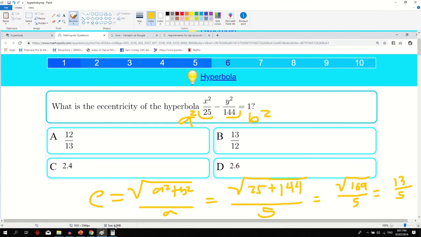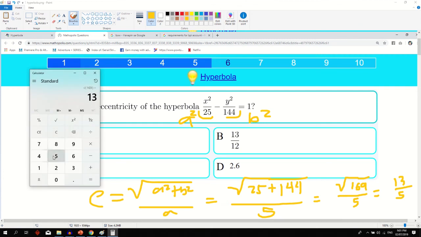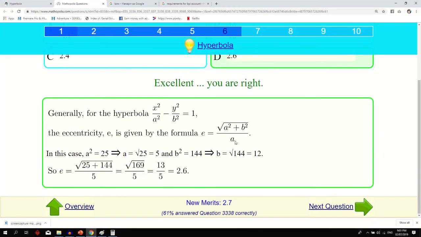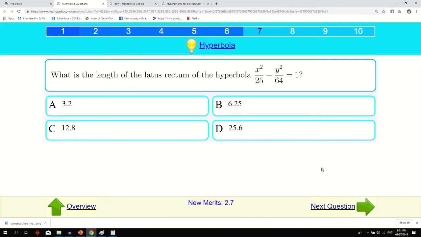Okay, do we have 13 over 5? No, so we'll divide: 13 divided by 5 is equal to 2.6. So this is the final answer, 2.6. Alright, okay, take a picture. 1, 2, 3. Okay, next question, please.